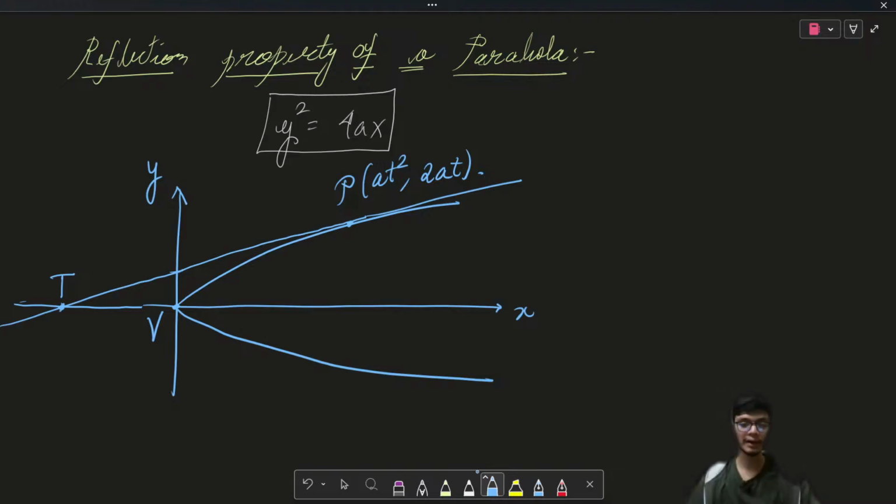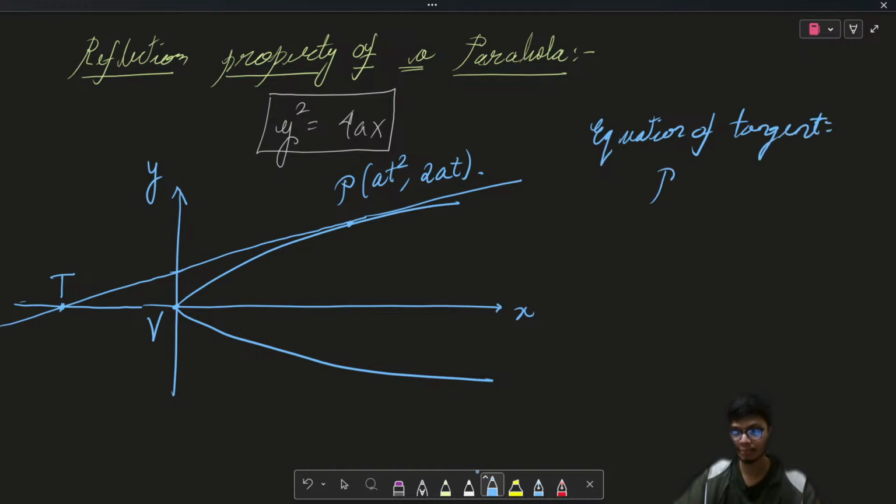Now if I have this discussion, and if I try to write down the equation of the tangent at point P, it will simply be given in parametric form. By now we have already discussed this, that is going to be ty equals x plus at square.